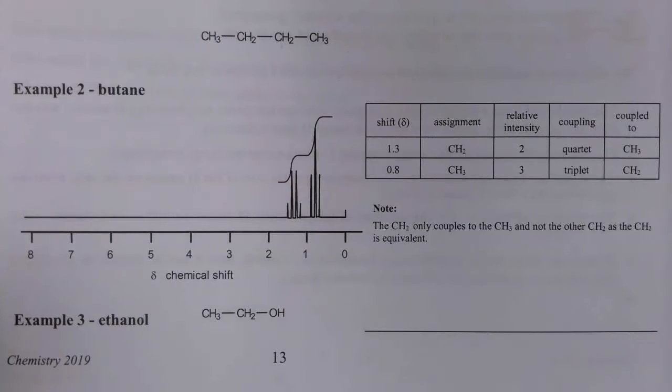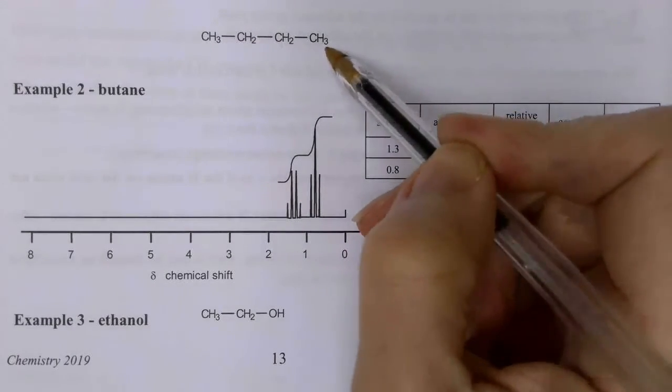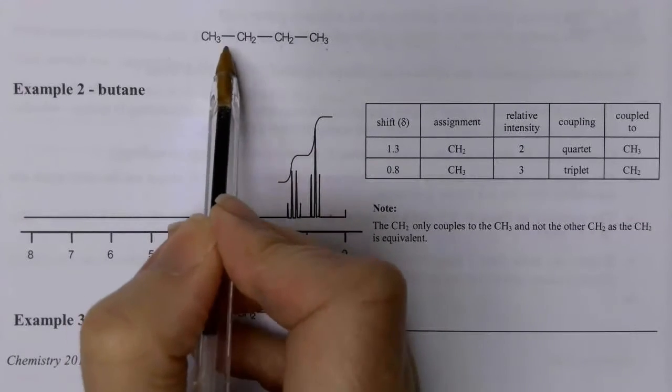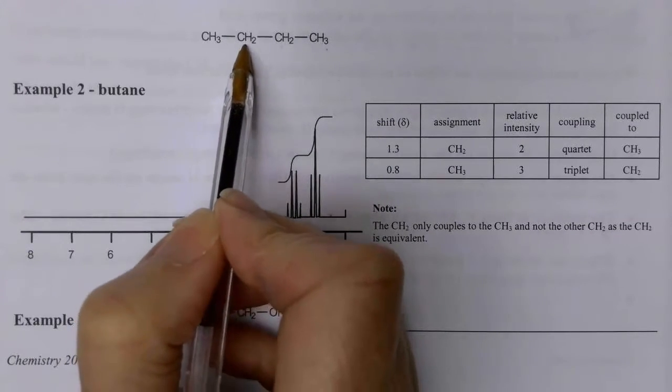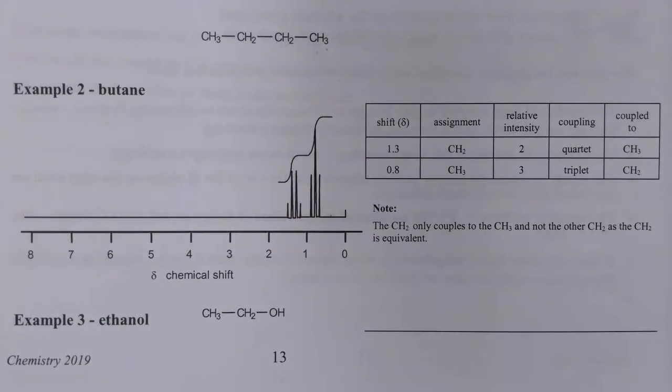Okay, so the next example we're going to look at is butane. So here is my butane molecule, and as you can see, it's got two signals. The reason it's got two signals is it's got two hydrogen environments. These two hydrogen environments and these two hydrogen environments are the same, so that's why you only get two signals. And again, I'm going to draw it out.